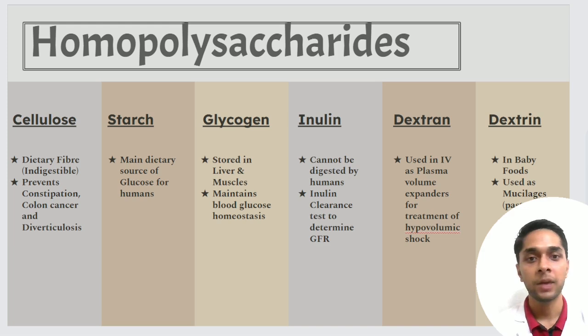Dextrins are partially hydrolyzed products of starch and hence they are easy to digest and included in baby foods. They are also used as mucilage and pastes.